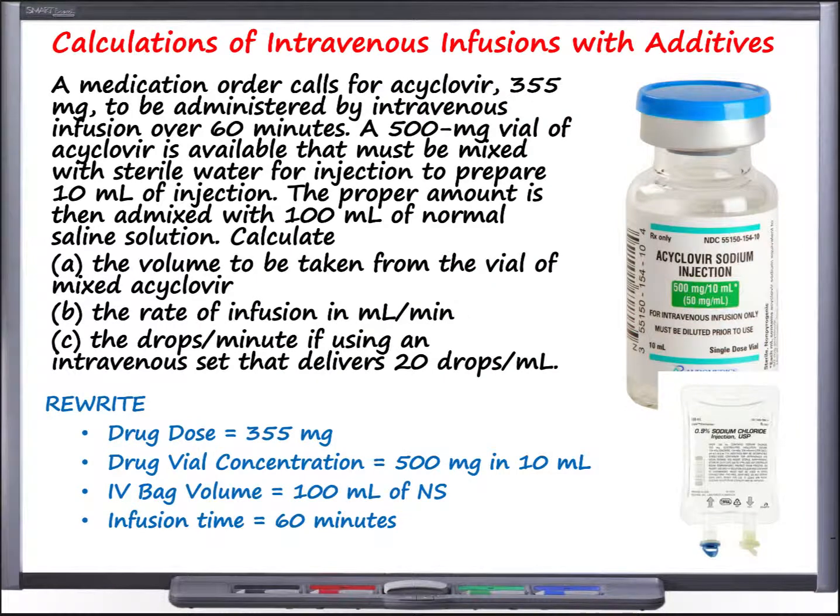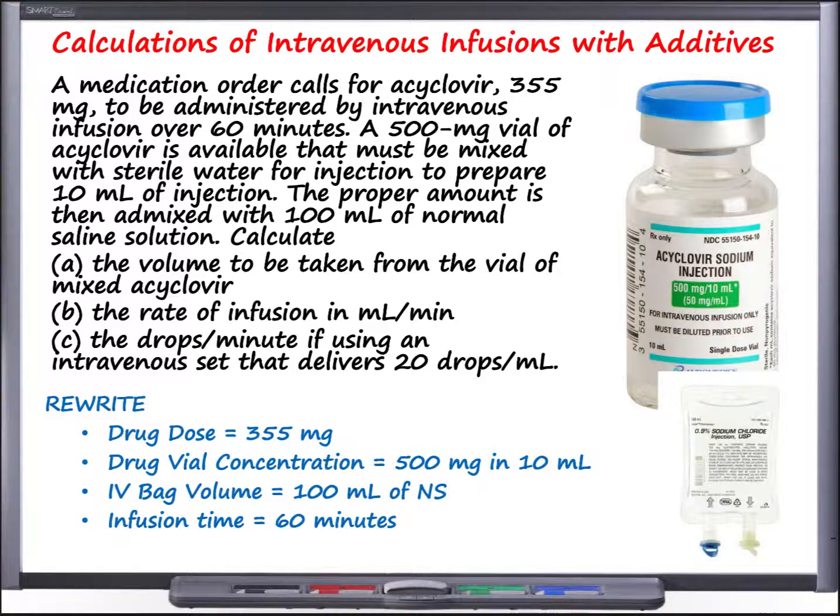All right. Well, let's look at our first question, and we'll read the question to begin with. It says, a medication order calls for acyclovir, 355 milligrams, to be administered by intravenous infusion over 60 minutes. A 500 milligram vial of acyclovir is available, and we're instructed to mix that vial with sterile water for injection to prepare 10 milliliters of the injection in the vial.